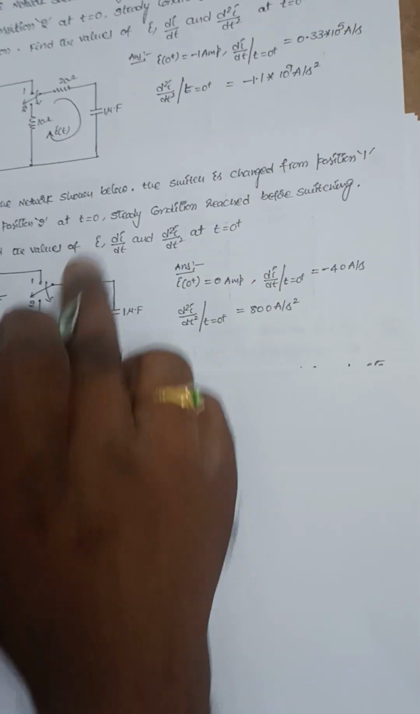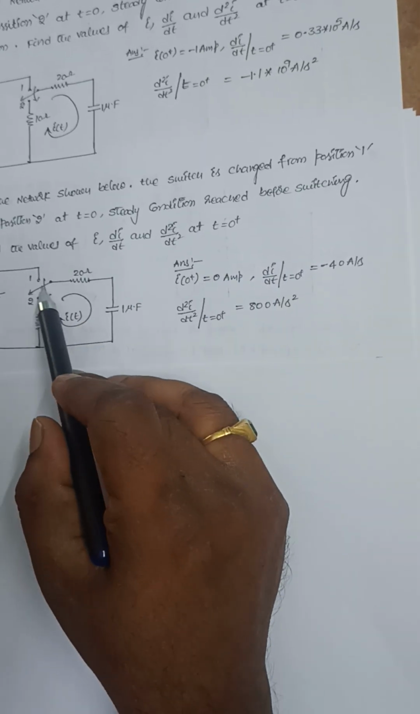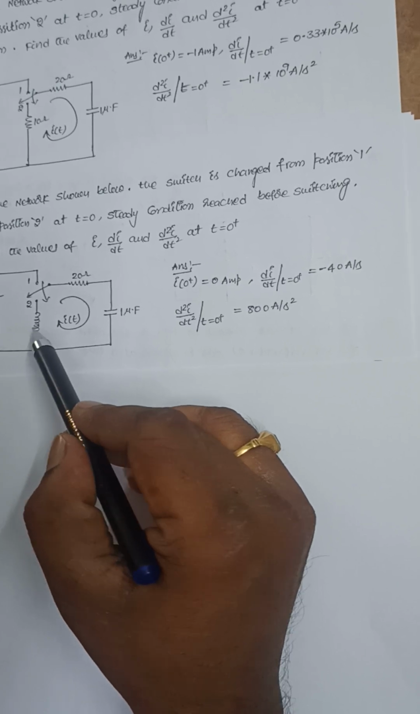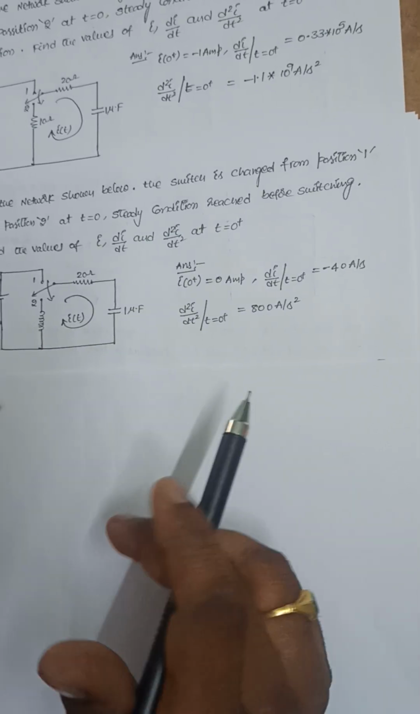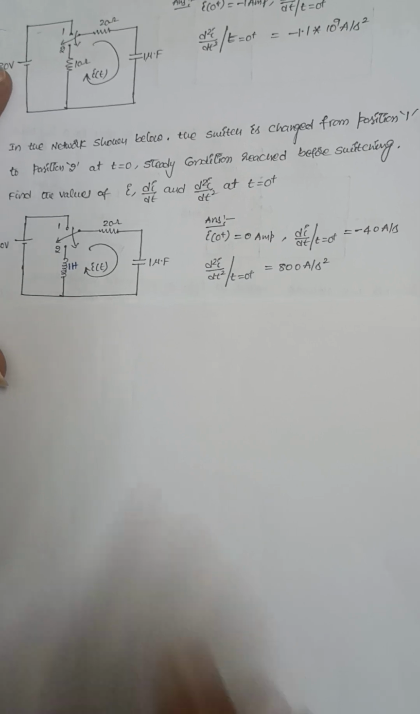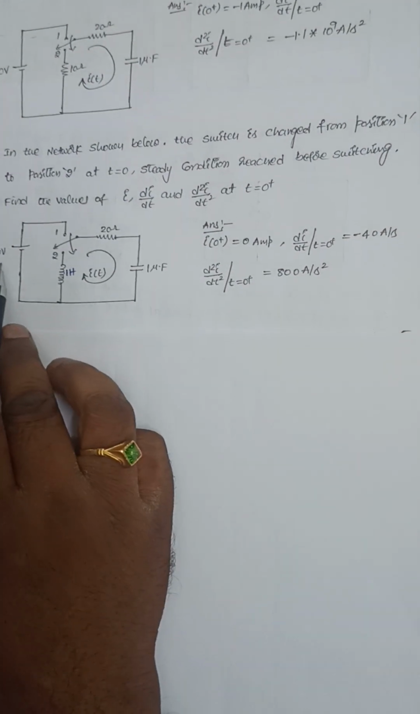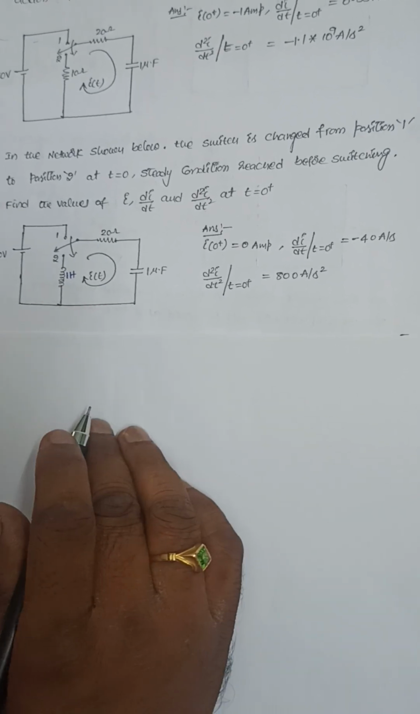Okay, in the network shown below, the switch is changed from position 1 to position 2. Same question, but instead of resistance, it is inductance now. The value of the inductance here is 1 Henry. So it is 40 volts, 20 volts, 1 Henry, 1 microfarad.